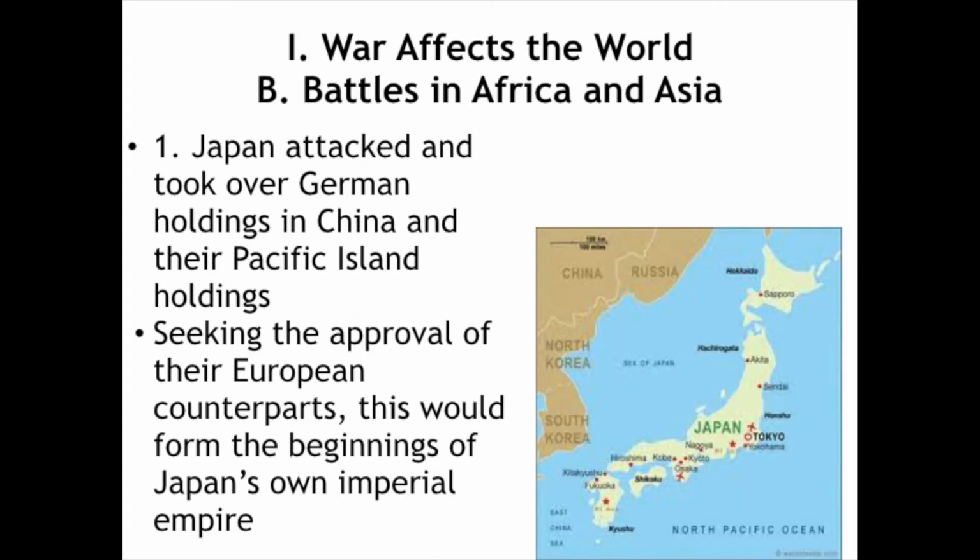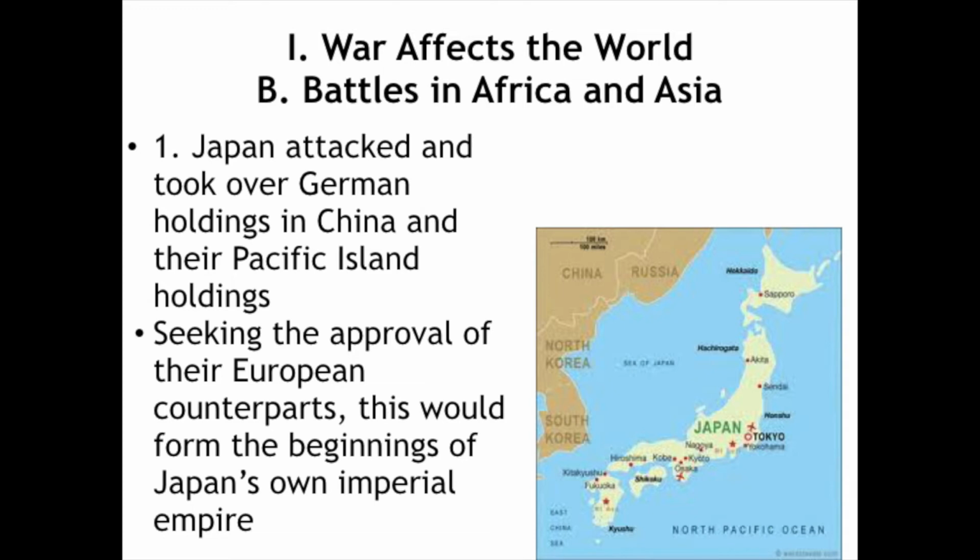As we discussed in our imperialism unit, most European countries took little slices of China to benefit their empires. Well, this would be Japan's time to shine. Japan, fighting for the Allies, would attack and take over German holdings in China and in and around the Pacific Islands.